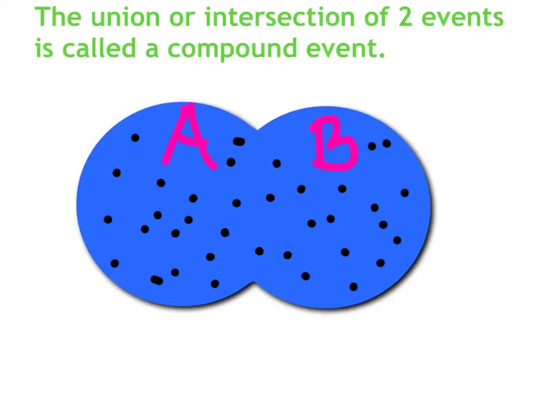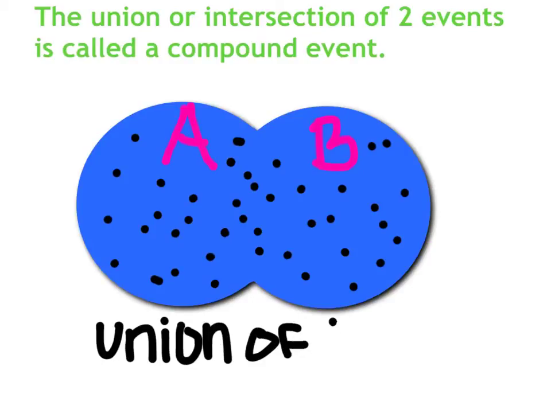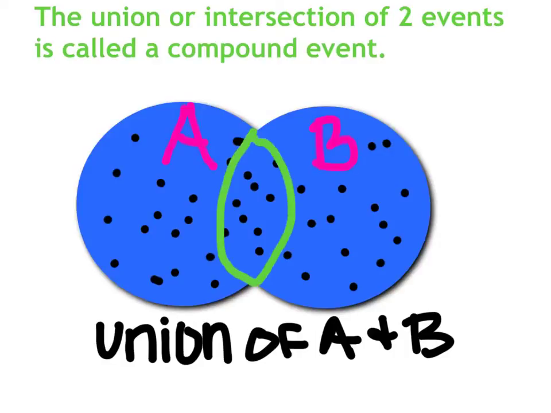Alright, so we're going to start with the union or intersection of two events. It's called the compound event. So if we have event A, and it overlaps with event B, so we have some parts that are in both, we call the whole thing the union of A and B. An example of this might be if A was all the smart kids at College Park, and B was all the cool kids at College Park, and then there's some of you, a lot of you, who are both.